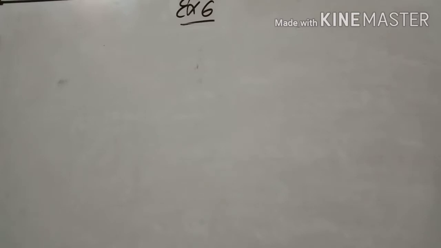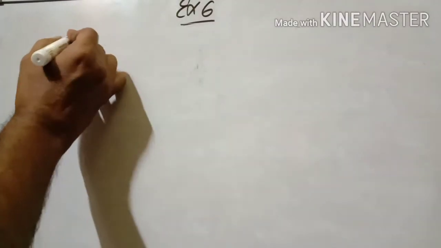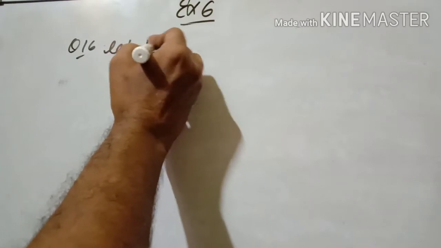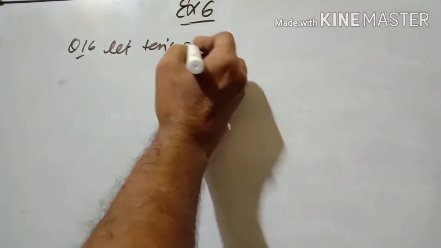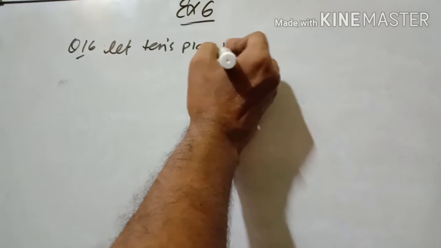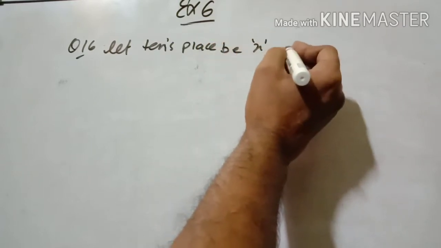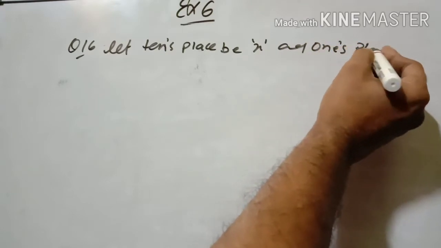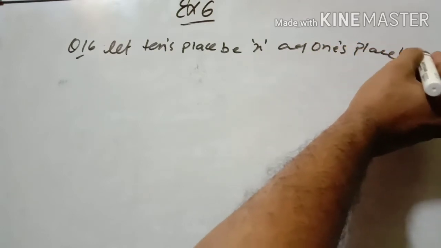Question number 16: it is given that the result of dividing a number of 2 digits by the number with the digits reversed is 1 whole 3 by 4. If the sum of the digits is 12, find the number. So let the 10's place be x and the 1's place be y.